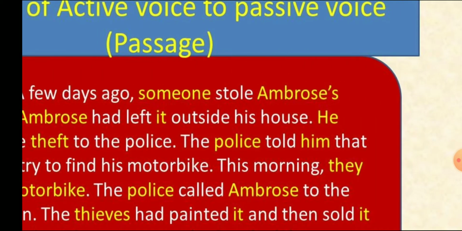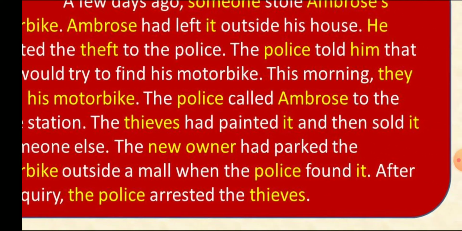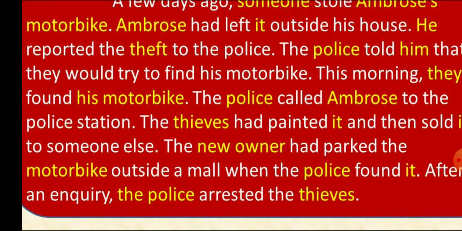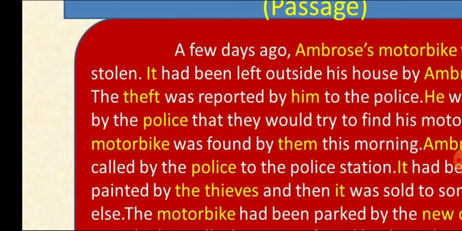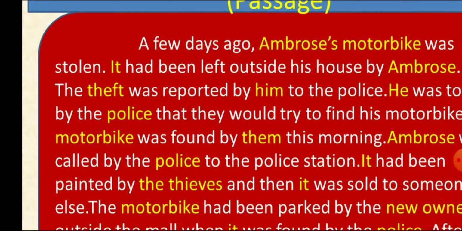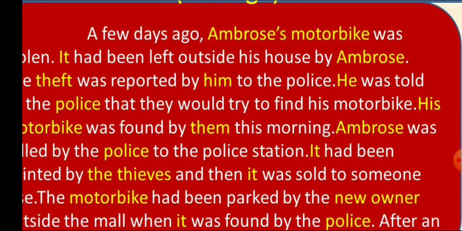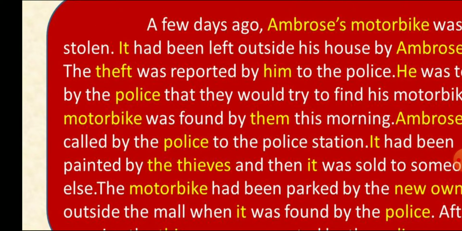The next statement: This morning, they found his motorbike. This morning is an adjunct, they is the subject and his motorbike is the object. Interchange the subject and object, and here the tense is past tense. So how we have to write it: His motorbike was found by them this morning.